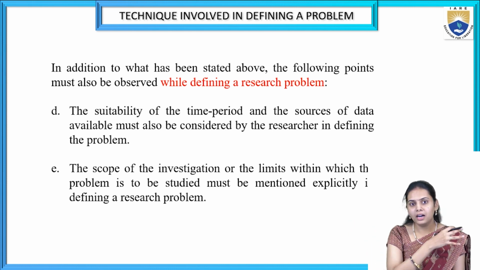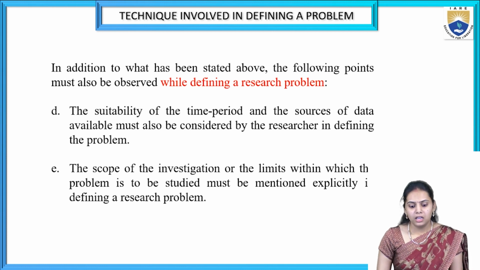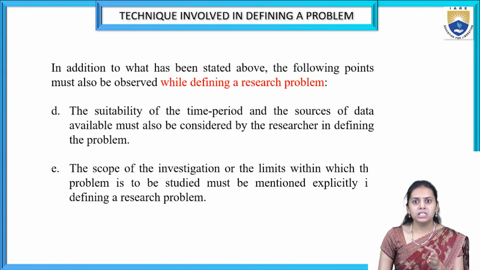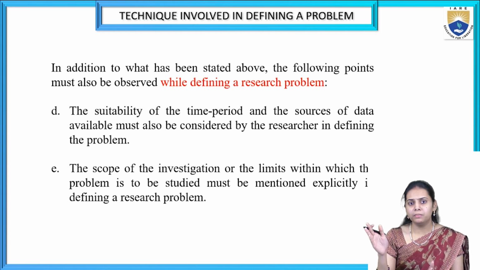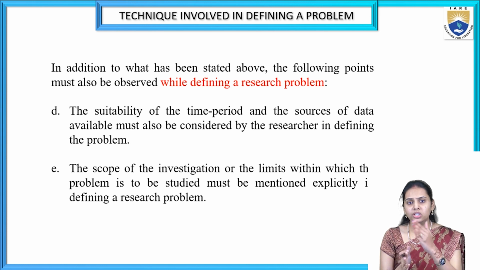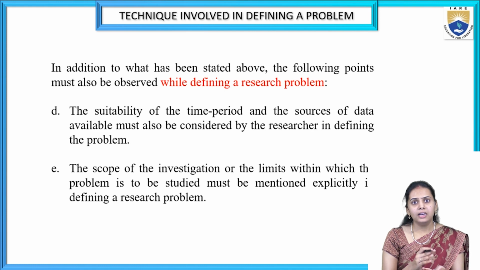On decision making, we already discussed. The scope of the investigation or the limits within which the problem is to be studied must be mentioned explicitly in defining a research problem. And how clearly we mention our research problem, we will get the solution with the accuracy of the results in a great manner.